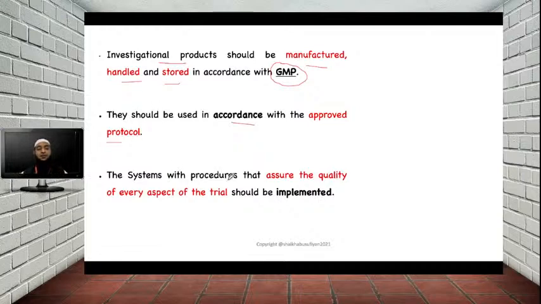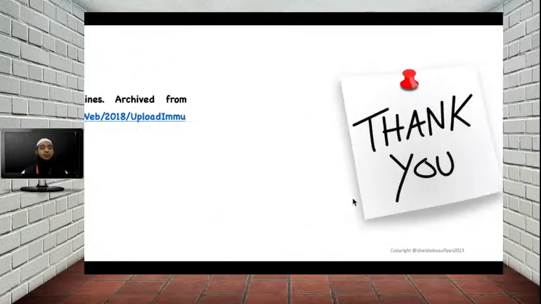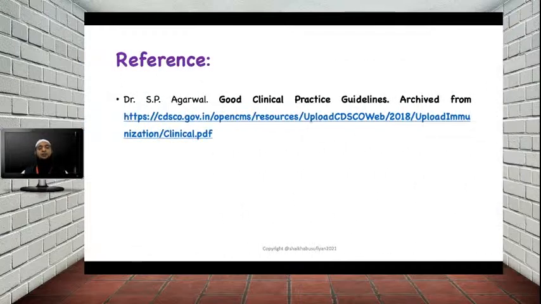Likewise, systems with procedures that assure the quality of every aspect of the trial should be implemented. So when you are conducting the trial, in order to ensure the quality of the trial, you need to develop some standard operating procedures so that quality can be maintained, and those standard operating procedures should be implemented. It means you are following all those procedures during the conduct of the trial, and for each and every step you are following that particular standard operating procedure. Okay, so I am done with my session.